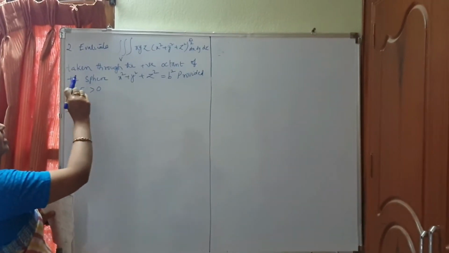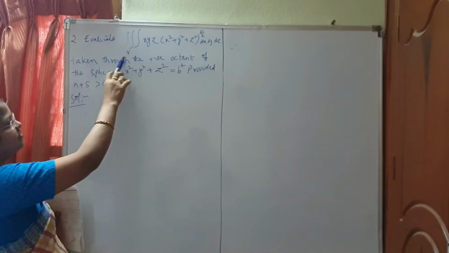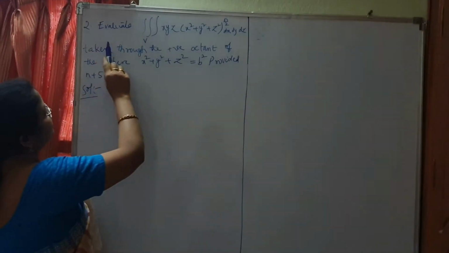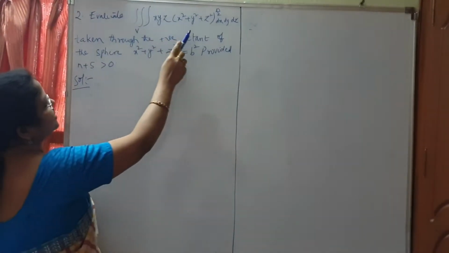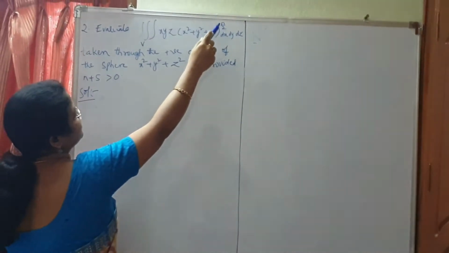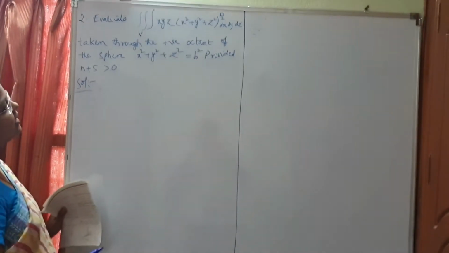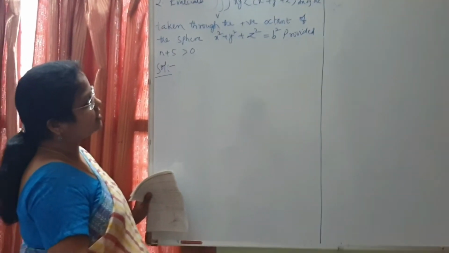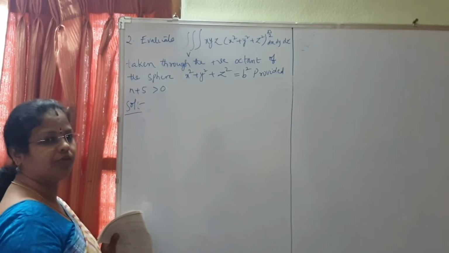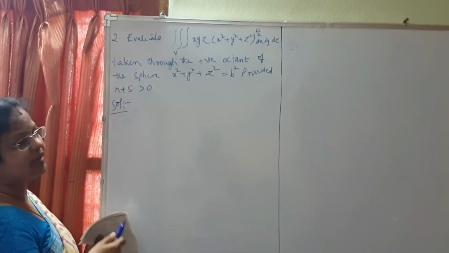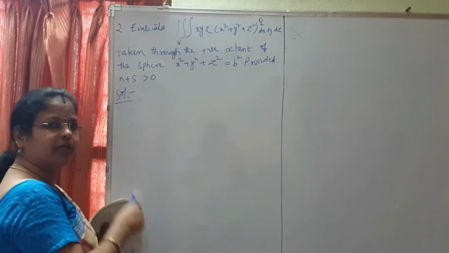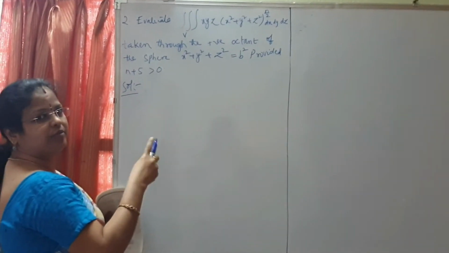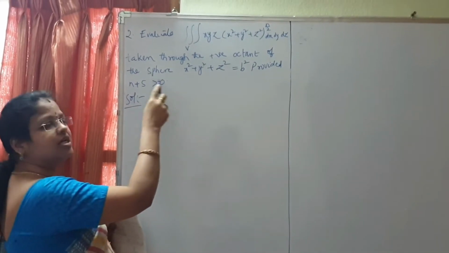Now here I am taking another problem on evaluation of triple integrals transforming to spherical coordinates. Here the question is, evaluate triple integral xyz into x square plus y square plus z square whole power n by 2 into dx dy dz taken over the positive octant of the sphere x square plus y square plus z square is equal to b square. Here in the question it is not mentioned to transform using spherical coordinates, but we will use spherical polar coordinates. Why? Because here the geometry is dealing with a sphere.